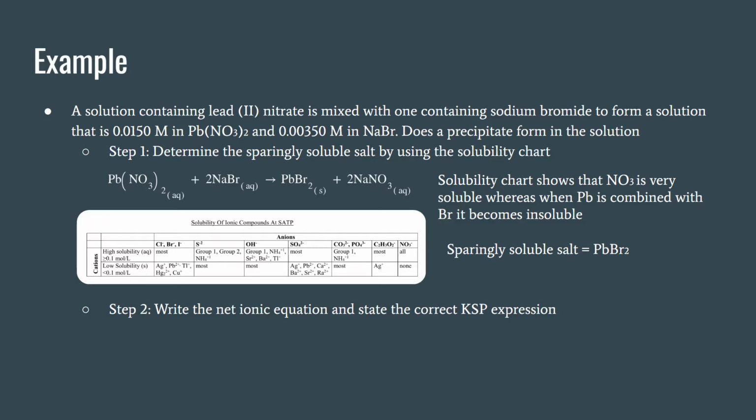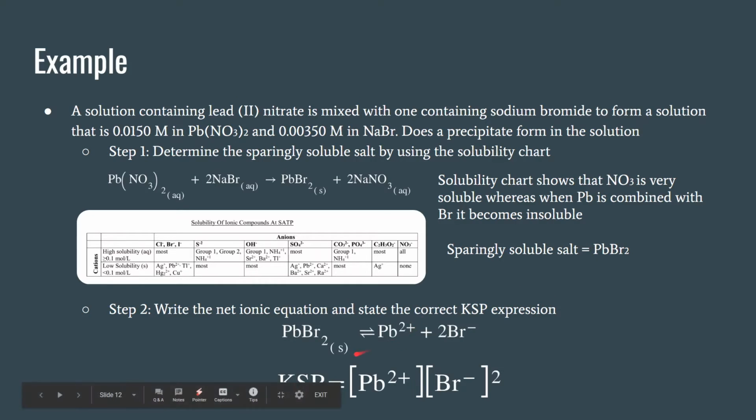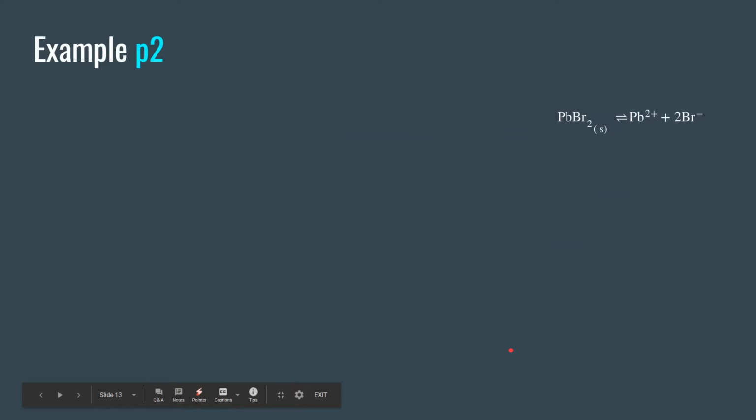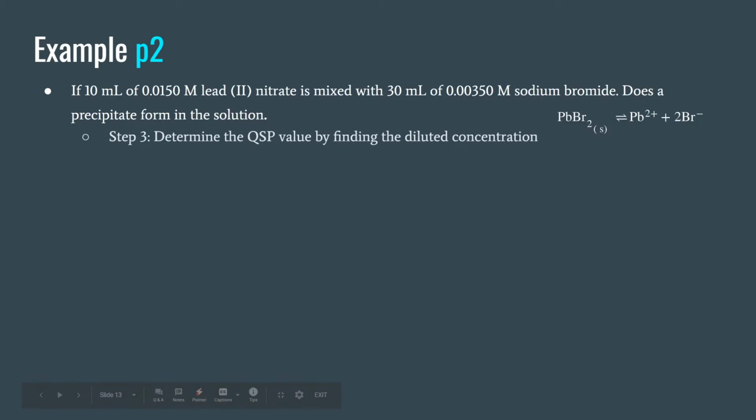Step 2, write the net ionic equation and state the correct KSP expression. So you're going to write the ionic equation for this salt that was found. You write it, you balance it, and then for the KSP, you write the two products, and then the 2 becomes a power. Now, step 3. Determine the QSP value by finding the dilution concentration. And you do that by using C1V1 equals C2V2.